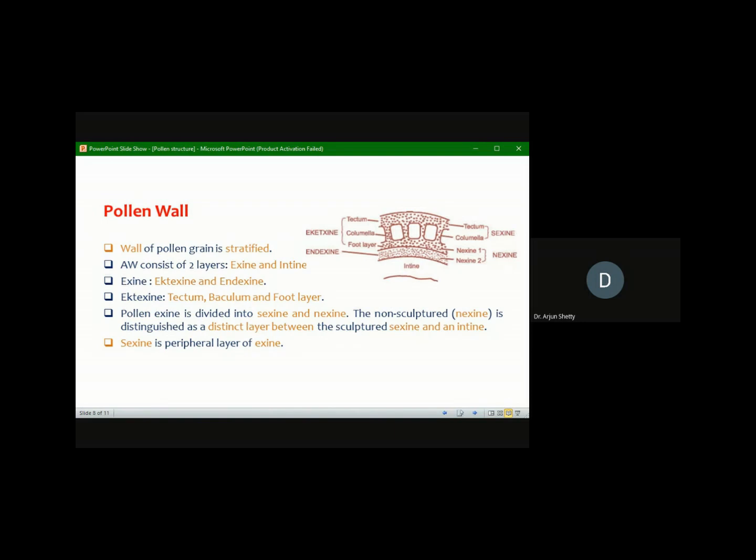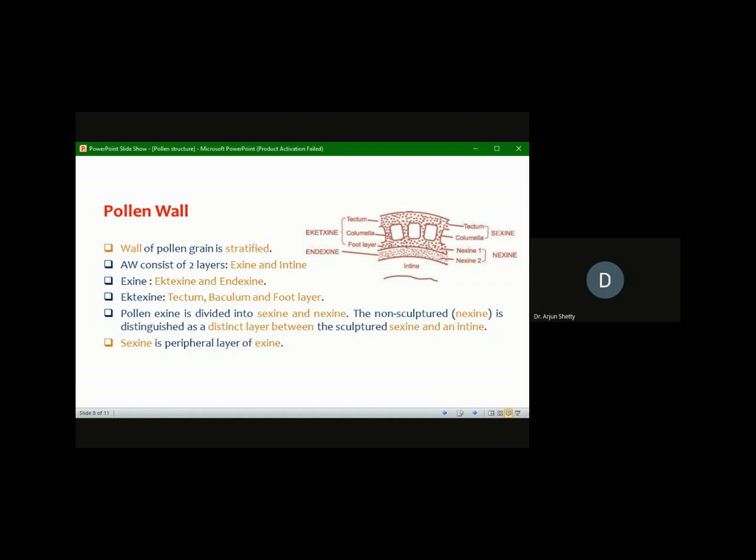I will tell you again: it comes as sexine and nexine. Sexine is the outermost layer of the exine. Nexine is the internal wall of the exine, and this nexine is always uniformly distributed. So that we do not get confused, to say it simply: pollen exine, don't make it the pollen wall.